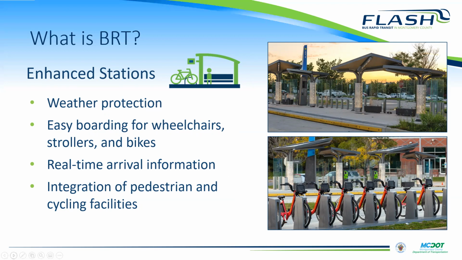The stations provide real-time arrival information, so it tells you when the next bus is going to show up, and it integrates pedestrian and cycling facilities into the station to make the transition between modes as seamless as possible. Now, these are features of buses and stations that are programmatic in nature, meaning that all of the Flash routes have very similar station types and very similar bus types.